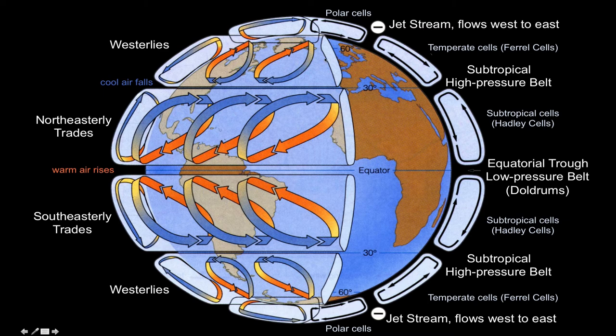Westerly cells, the temperate cells above us, are generally between 30 and 60 degrees. Okay, so generally speaking, if we're in this area of Africa, the winds are going to be going from my cursor this way. So you're going to be going down towards the equator. When we get to about here, the winds are generally going along the equator. Does that make sense?